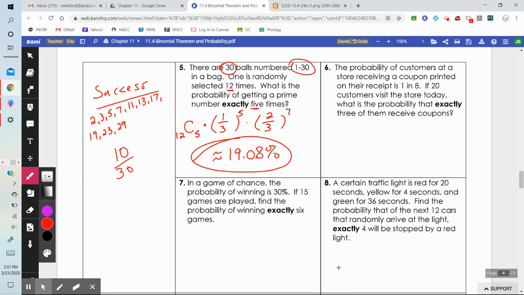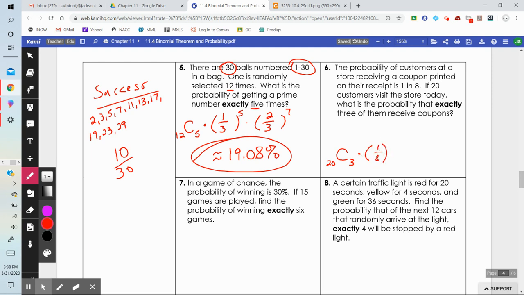Number 6, the probability of customers at a store receiving a coupon printed on the receipt is 1 in 8. So therefore, I would say that that's probably going to be your success probability there. If 20 customers visit the store today, what is the probability exactly 3 of them receive coupons? So out of the 20, all the different ways that 3 people can rearrange and receive the coupon. The probability of success is 1 in 8.